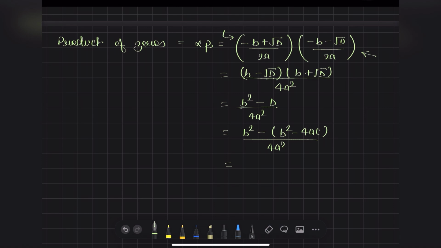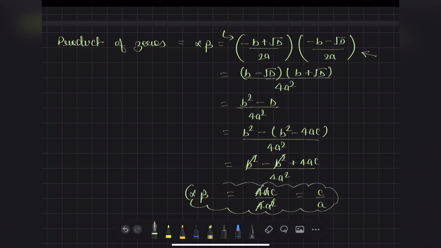Now we will open this bracket. So b square minus b square plus 4ac by 4a square. Now this thing vanishes. So we are left with 4ac by 4a square. This 4 is gone, and this a is gone. So we are left with c by a. Now if someone asks you what is the product of zeros, you will answer c by a. Is that okay?